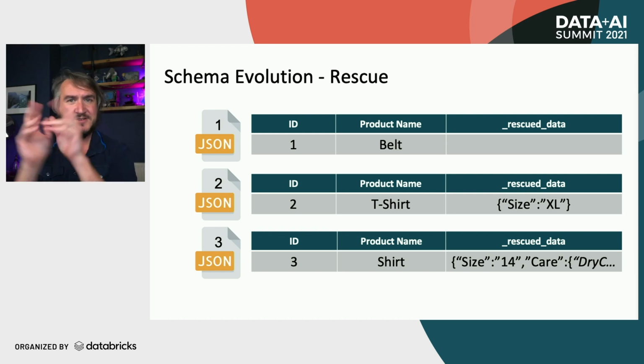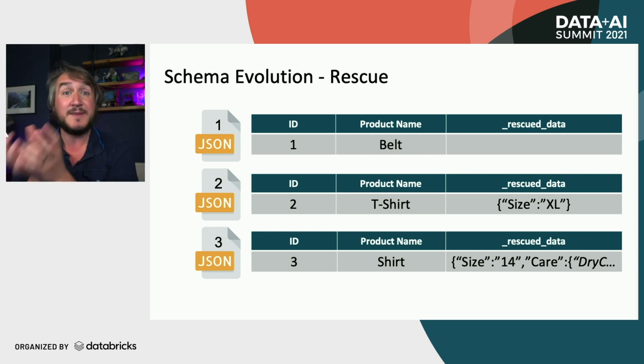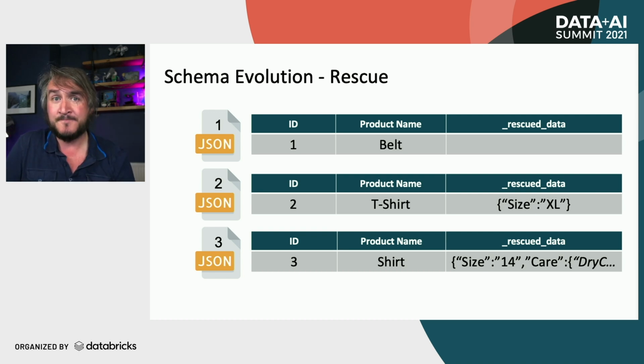In my second one, I'll just have size, XL, as a little bit of nested JSON. Basically, it's a JSON string that I can then go and query and pull bits and pieces out of. And then the same for my third one, despite the fact it's more complicated, it's got a nested struct in there. It's got some complex things inside, but that complexity has all been hidden away and pushed down into that rescue data column.